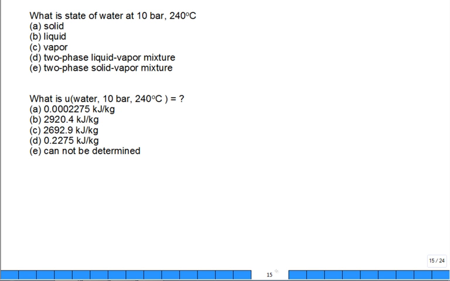This one, you need the tables. If you have tables, can you get them out, please? What is the state of water at 10 bar and 240 degrees C? Is it solid? Is it liquid? Is it vapor? Is it a two-phase liquid-vapor mixture? Is it a two-phase solid-vapor mixture? This type of game you need to play often.